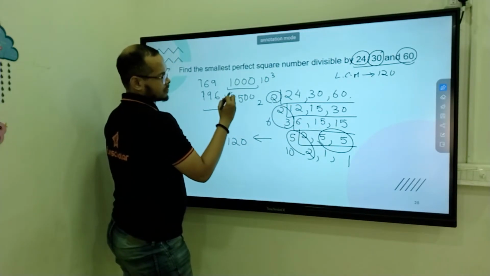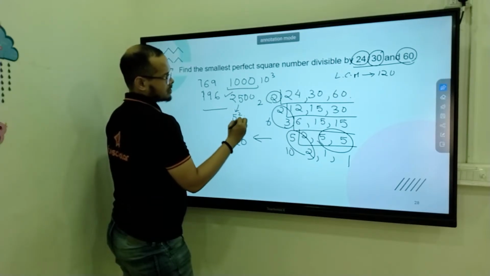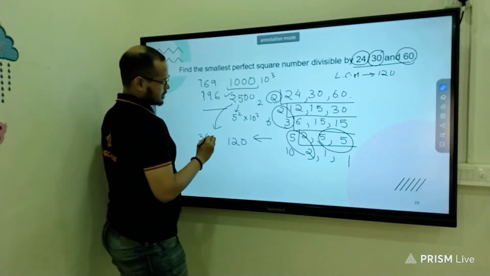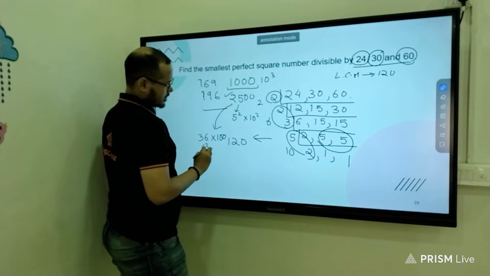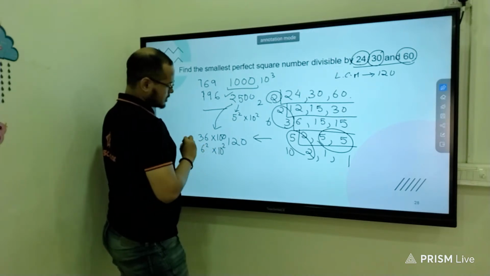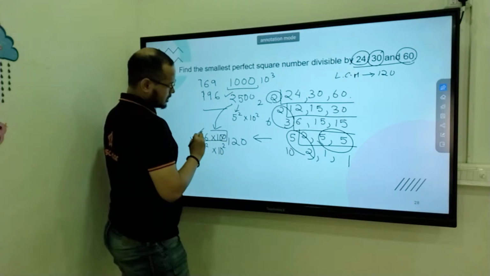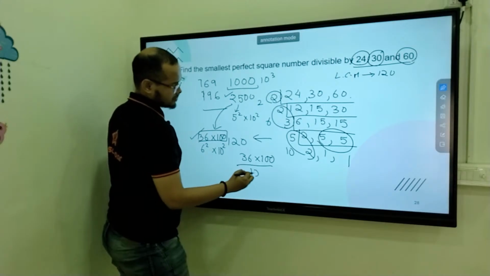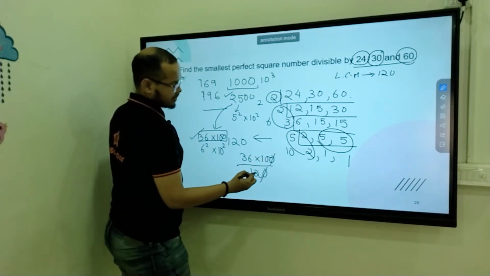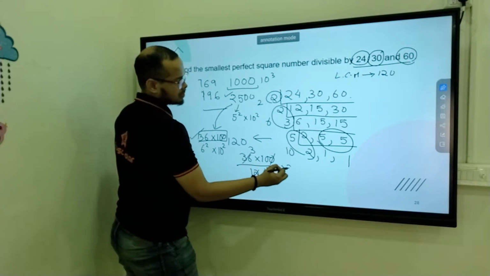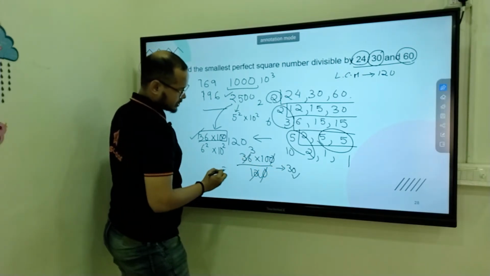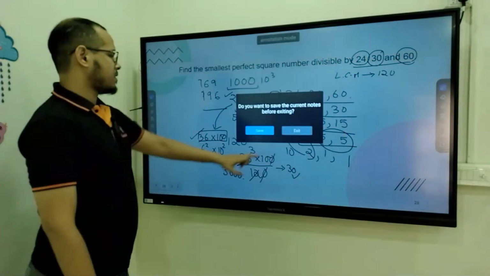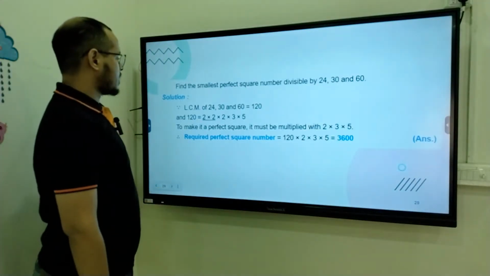2500, this is a perfect square. Why? 5 square into 10 square. Similarly, 36 into 100, 6 square into 10 square. This is a perfect square. Now I will check whether this 36 into 100 is getting divided by 120. If it is perfectly divisible, 12, 12, 3, 30, it is completely divisible. So 3600 is the answer. Okay, this is the shortest step that we can do. Now let's see the answer.